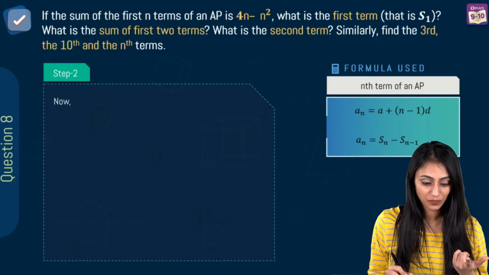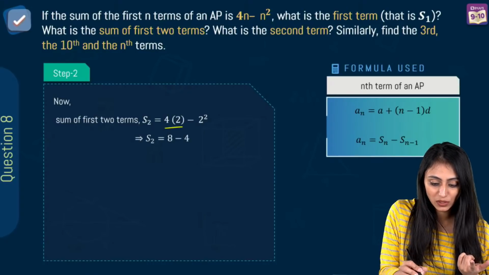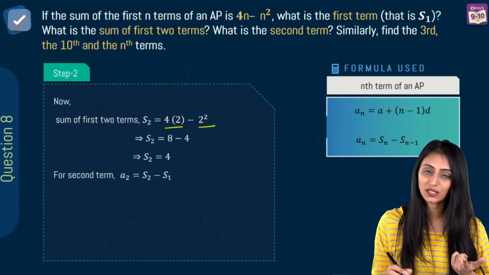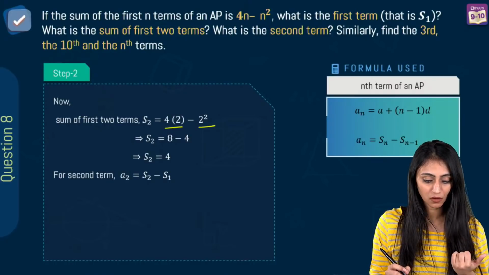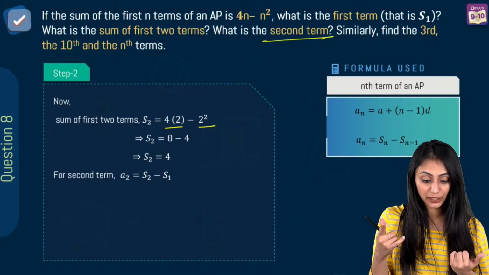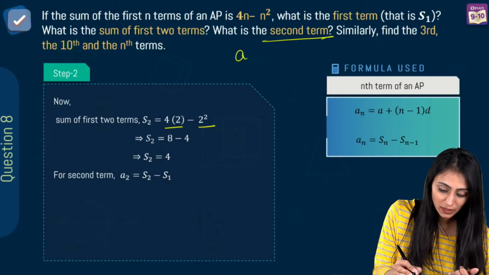S2 we have to find out. When I'm saying S2, that's going to be 4 times 2 minus 2 square, 8 minus 4, that's going to be 4. Alright. What is the second term? You need to find A2.